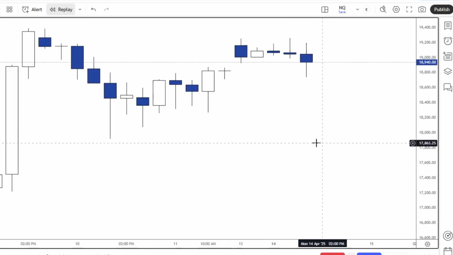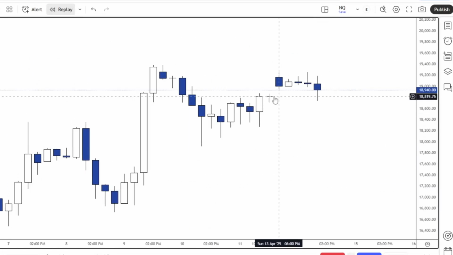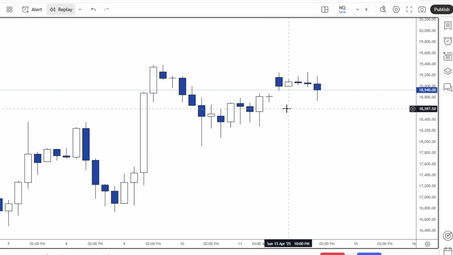Now, going into the AM session, you can see that we gapped higher. We had a new day opening gap here, right? So this is what we call an inefficiency, right? So this is an example of where you're drawing liquidity, where your bias is based off inefficiency, not necessarily relative equal highs or lows.